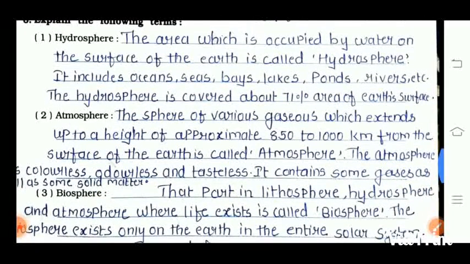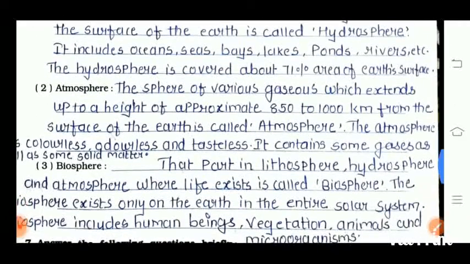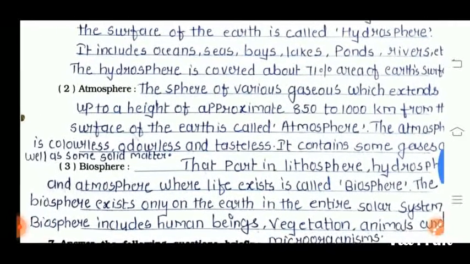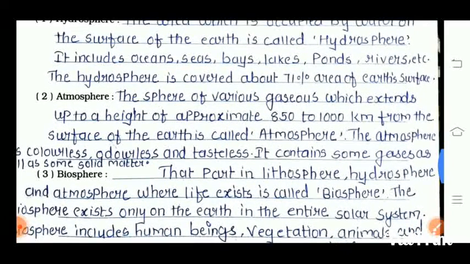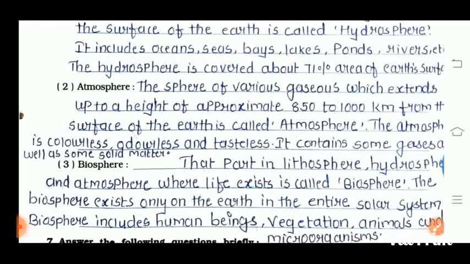Okay. Question number 2, that is the atmosphere term. The sphere of various gases which extends up to a height of approximately 850 to 1000 kilometers from the earth's surface is called atmosphere. The atmosphere is colorless, odorless and tasteless. It contains some gases as well as some solid matters.